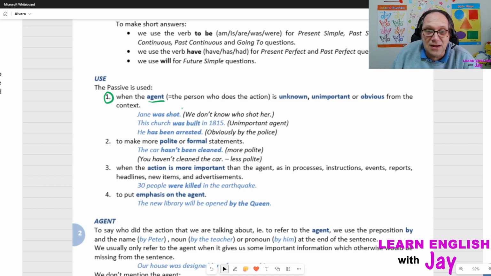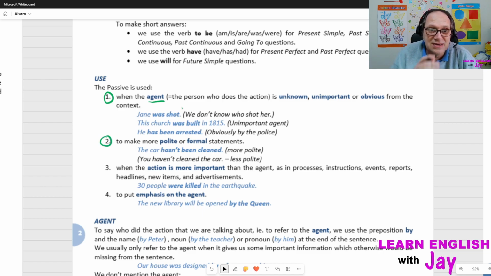He has been arrested. Obviously, that would have been the police. Could not have been the Navy, could not have been anybody else but the police. They're the only ones with the power to arrest somebody. So, either unknown, unimportant, or obvious.